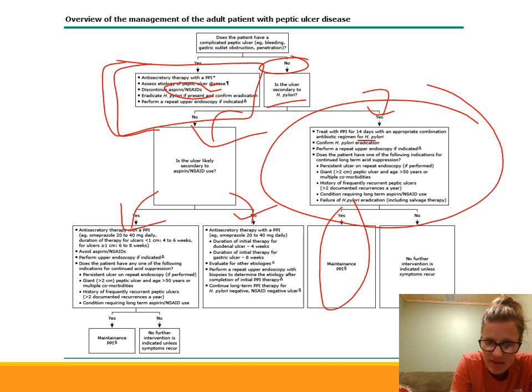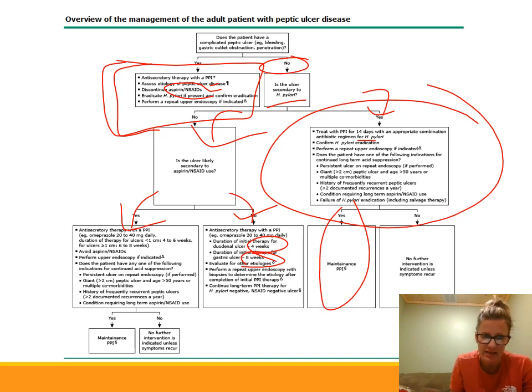Here we have PPIs like omeprazole, 20 or 40 milligrams daily. And then this is just telling us whether this was a duodenal ulcer, we treat for 4 weeks. If it was gastric, we treat for 8 weeks. And then we see, okay, did this treat it or not? Over here, yes, this was due to NSAID therapy. So still, we're just going to treat them with omeprazole. It's just a matter of how long do we give the omeprazole.